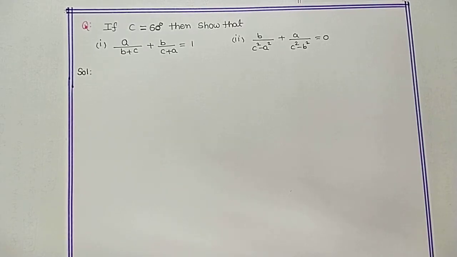The next question: if C equal to 60 degrees, then show that, first question, A by B plus C plus B by C plus A equal to 1, and second result, B by C square minus A square plus A by C square minus B square equal to 0. So here the condition is there, C is equal to 60 degrees.